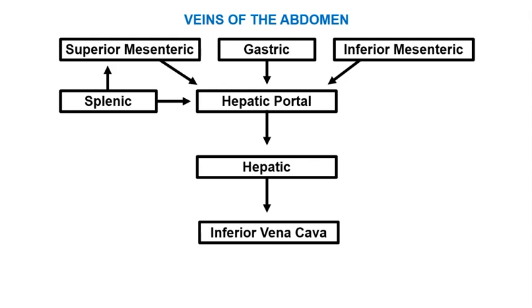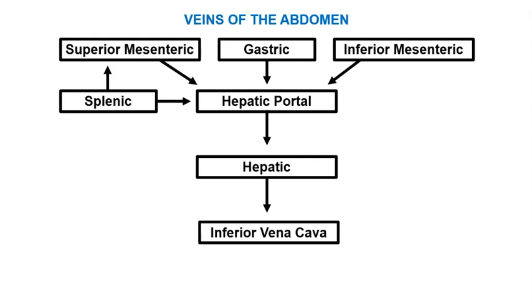The abdominal veins, called the superior mesenteric, the inferior mesenteric, and the gastric veins, all drain their blood into a vein system that's referred to as the hepatic portal vein or the hepatic portal system. The hepatic portal system takes blood to the liver to be cleansed in the event that anything toxic has been ingested and needs to be removed from the bloodstream before it reaches the heart.